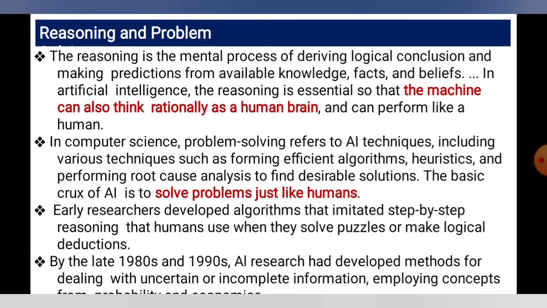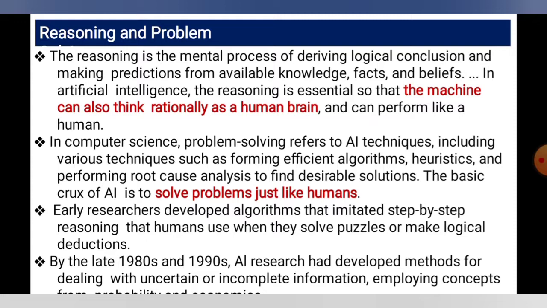Come to the very important topic now, reasoning and problem solving. As we know, reasoning is the mental process of deriving logical conclusions and making predictions from available knowledge, facts, and beliefs. In artificial intelligence, reasoning is essential so that the machine can also think rationally like a human brain and can perform like a human also. So this is reasoning.